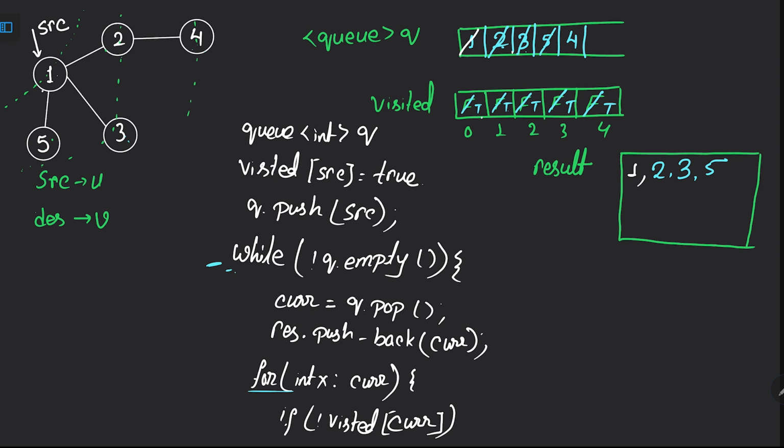The queue isn't empty, so it will pop out the 4 from the queue, and then it will push this 4 into result. So this will be our output. Now when it goes back and sees that the queue is empty, it will leave the loop and return.